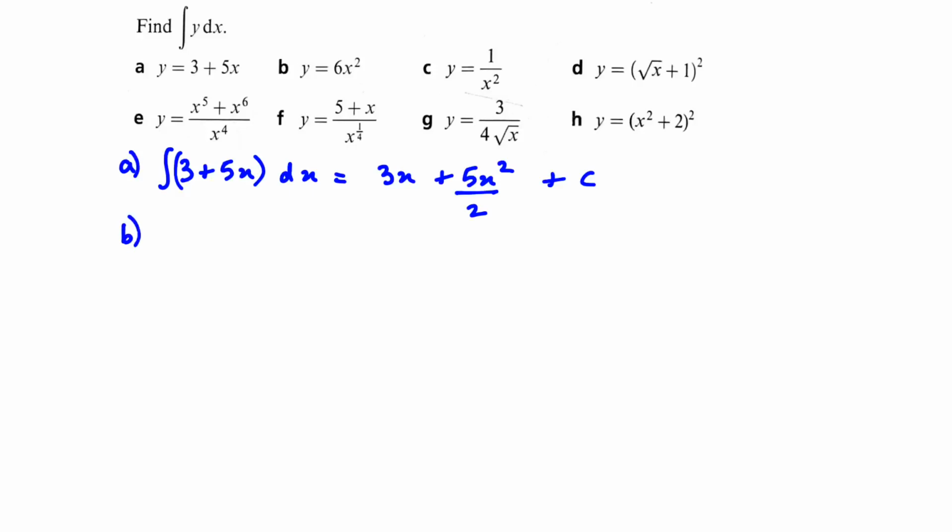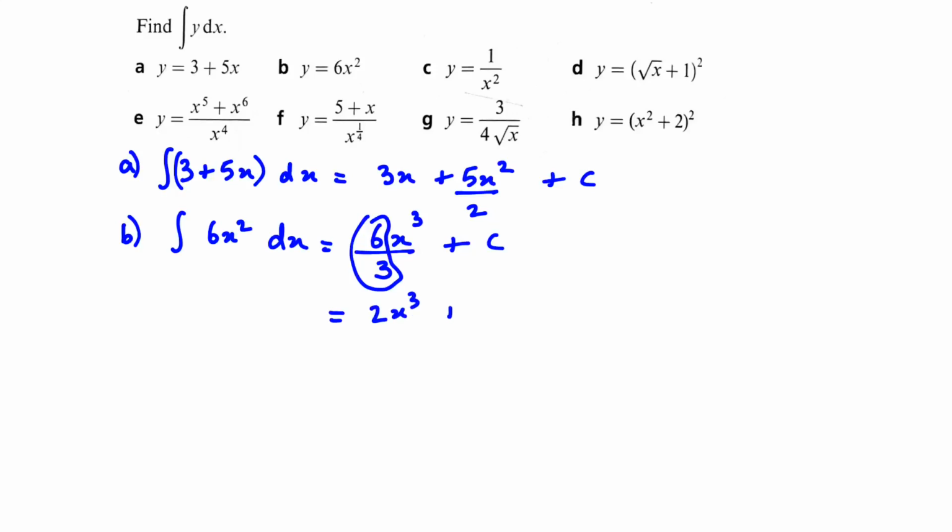For the second example, we have 6x squared dx. We add 1 to the power, so it will become 2 plus 1, 3. That 3 we put down, plus c. 6 over 3 put in the calculator, you will get 2. 2x cubed plus c.